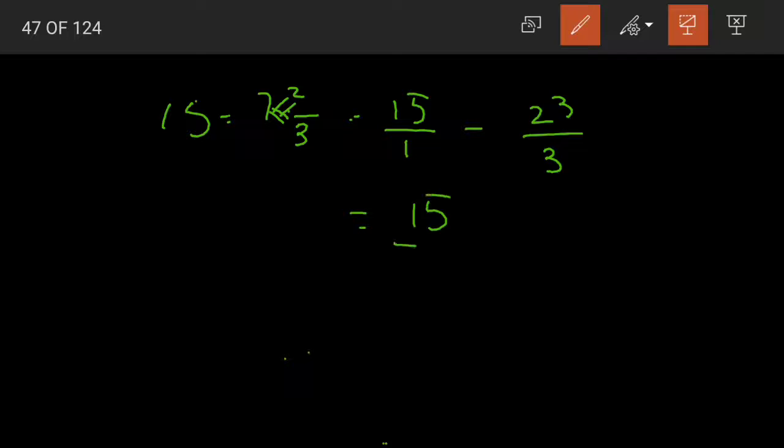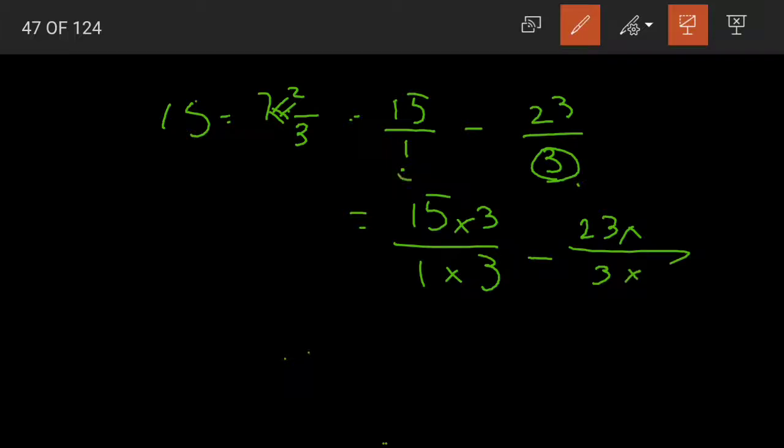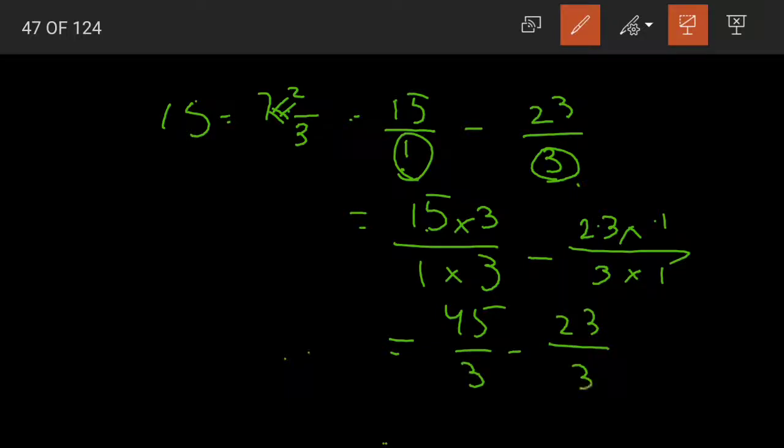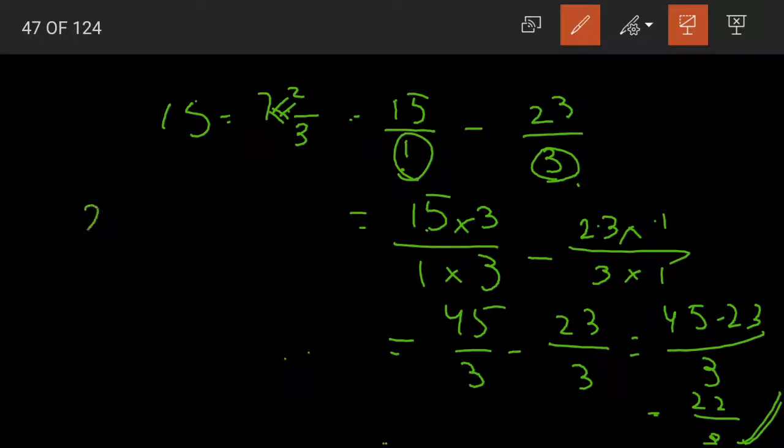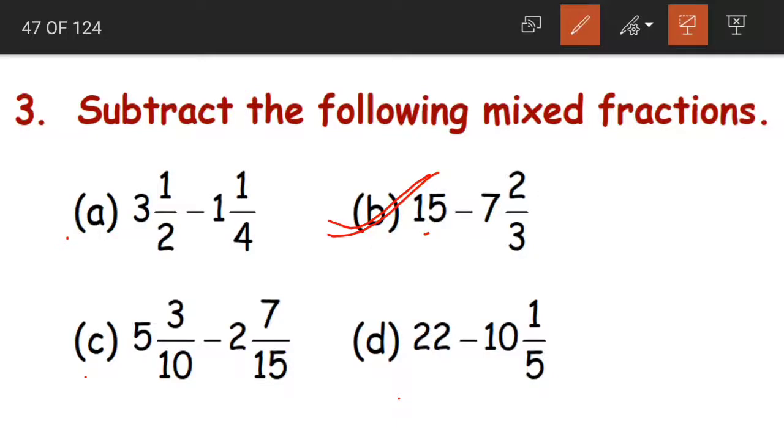Now when we convert them into like fractions, what did I say? Multiply the first fraction by the denominator of the second, and then multiply the second fraction by the denominator of the first. 15 into 3, 45 divided by 3, minus 23 ones are 23 divided by 3. So 45 minus 23 by 3, that is nothing but 22 by 3, children. Understood? 22 by 3 is our final answer. If you convert it into a mixed fraction, it would be 7 1 by 3.